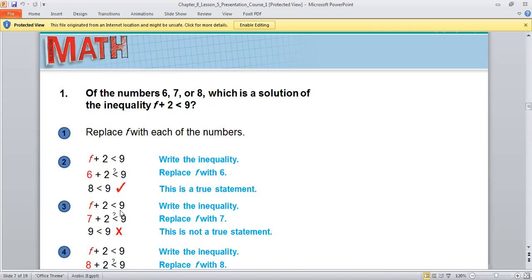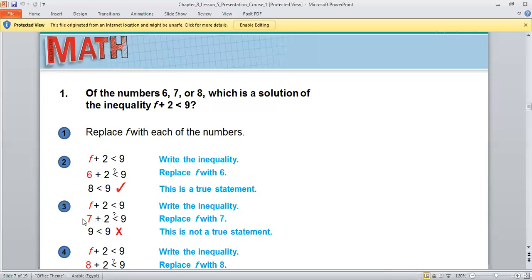So in the first step, I write the inequality: f plus 2 is less than 9. I will remove f and put 7. Why 7, Khalid? Because I have this number written here. So 7 plus 2, is that less than 9? 7 plus 2 equals 9. So this statement will be what? Wrong. This is not a true statement.